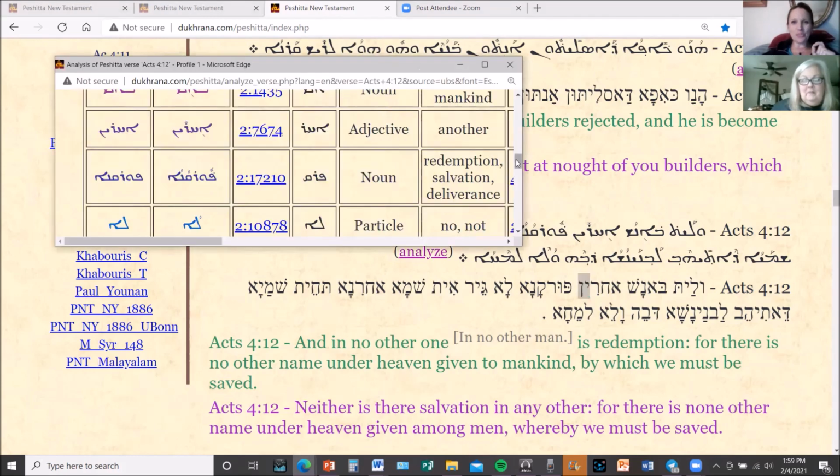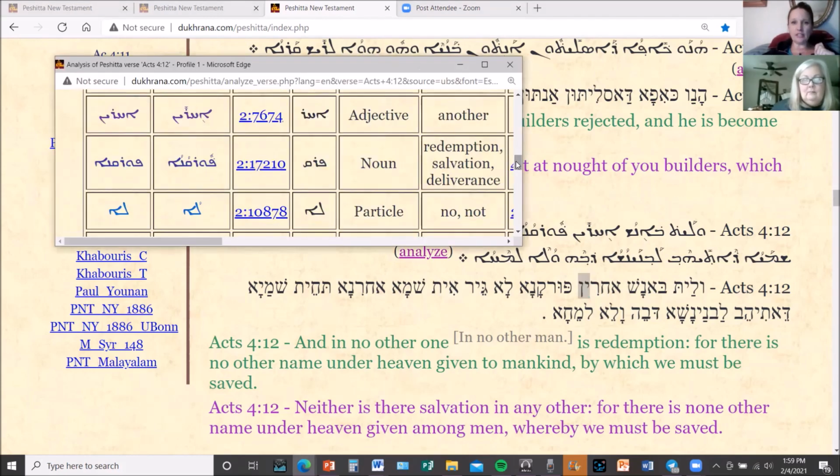So then the next word is redemption, salvation, and deliverance. And the root of this one is Peh Resh Kuf.